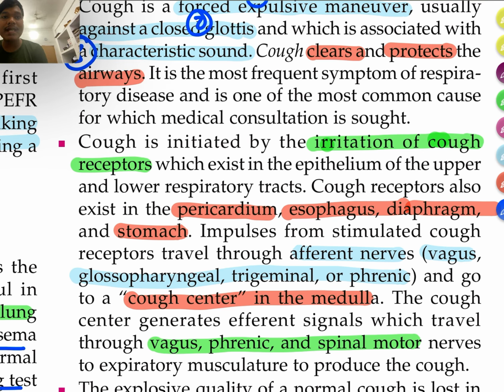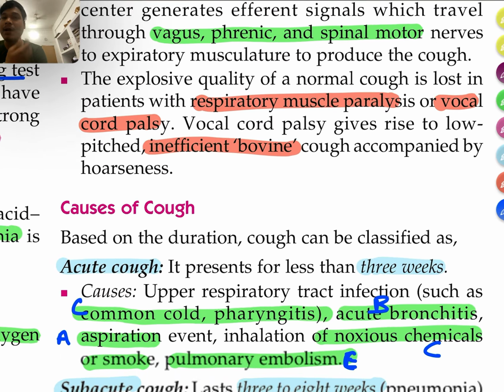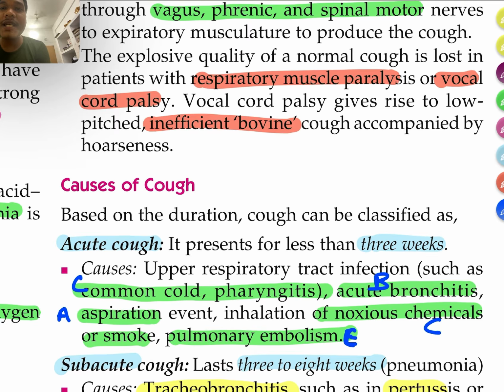The mechanism is due to irritation of cough receptors. The afferent nerves involved are the fifth, ninth and tenth cranial nerves plus the phrenic nerve, and the efferents are by the spinal nerves that contract the respiratory muscles as well as the diaphragm, and that stimulates the cough center present in our medulla. If a patient has difficulty in coughing or no sound is produced, then there may be a chance of vocal cord palsy or respiratory muscle palsy.